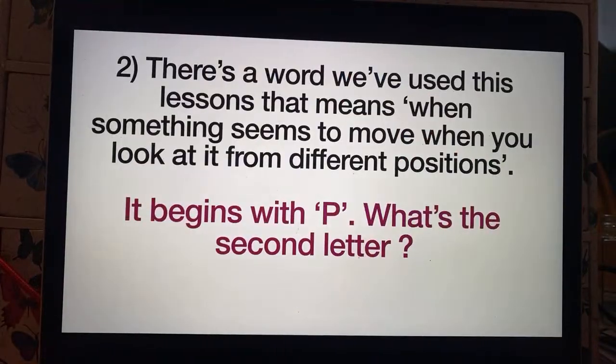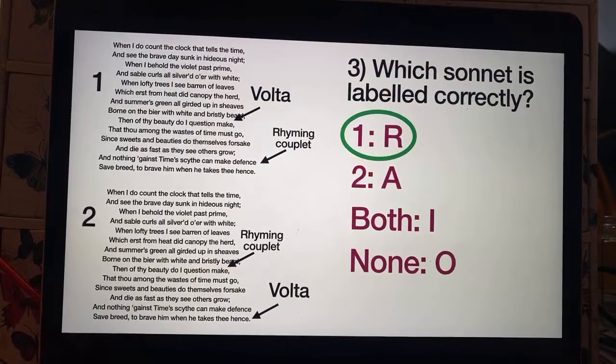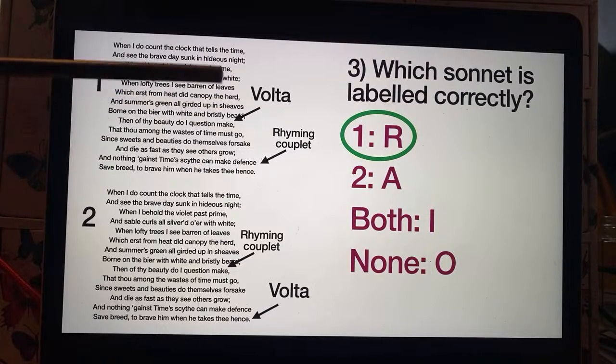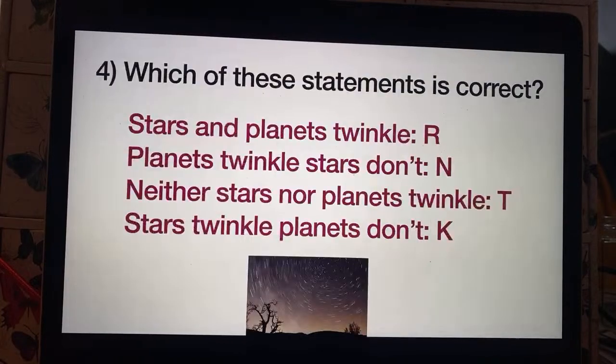Anyway, we've got a B. It was parallax, wasn't it? The word for when things seem to move even though they're not moving. So that second letter was an A. So we've got ba so far. The next letter is the first sonnet that is labelled correctly. The volta is the name for the sort of slight twist or turn or change of tone in the middle of a sonnet. And the rhyming couplet is at the end. So it was R. So we've got bar.